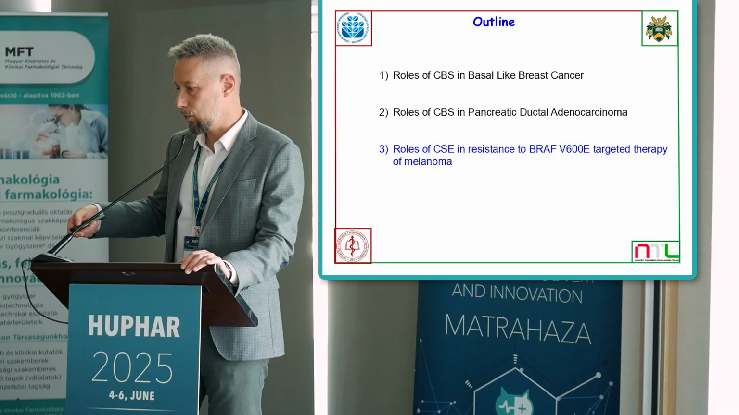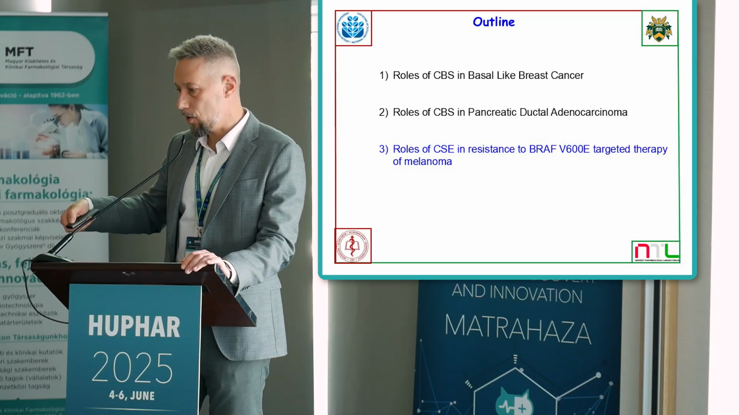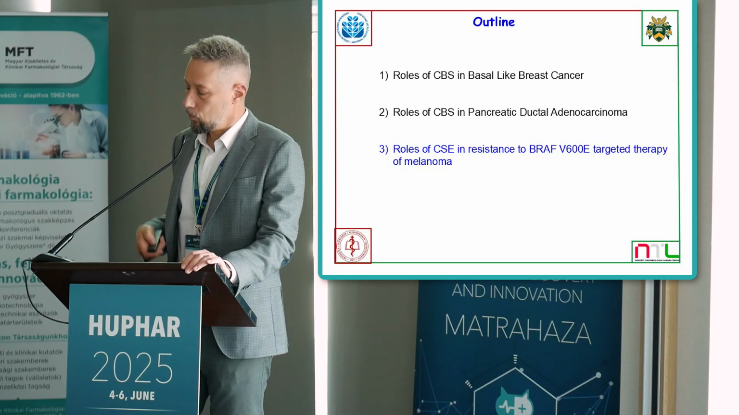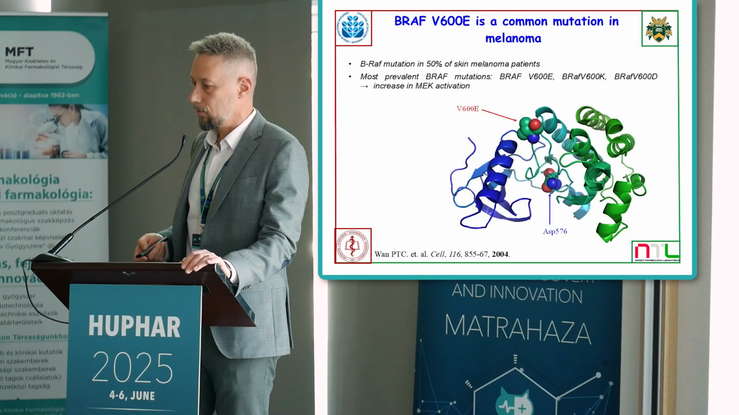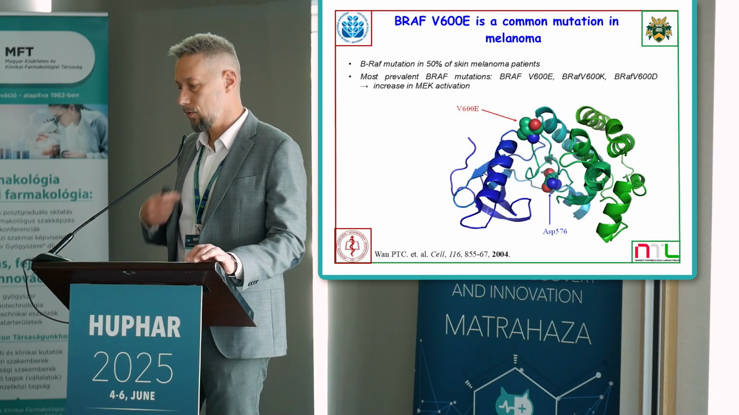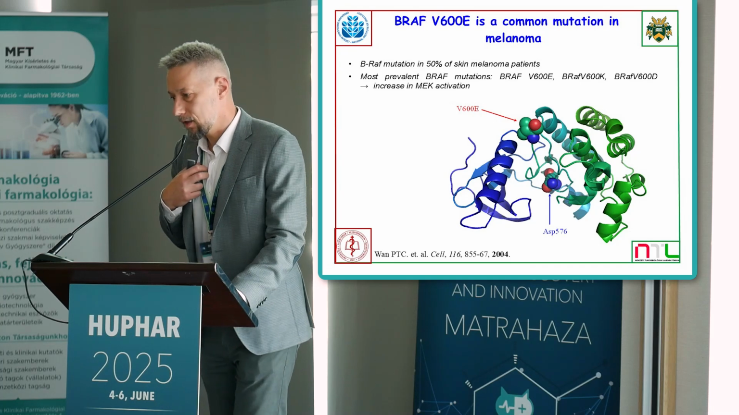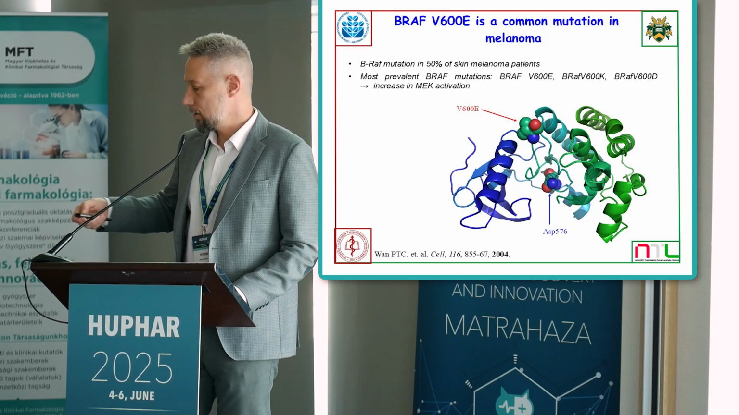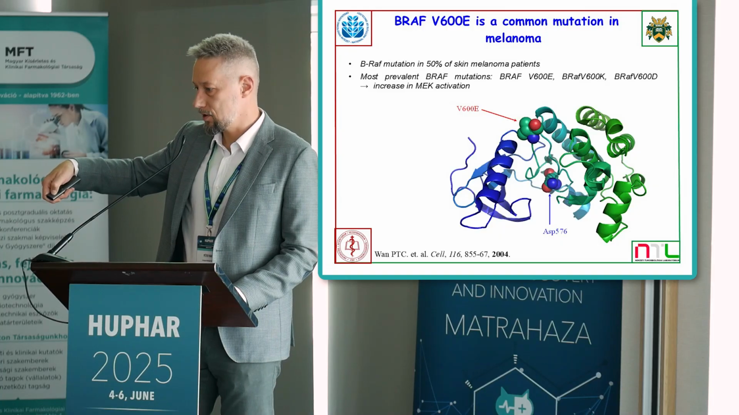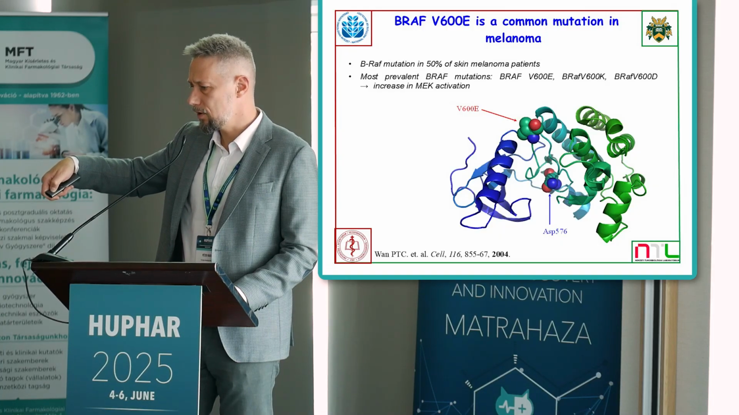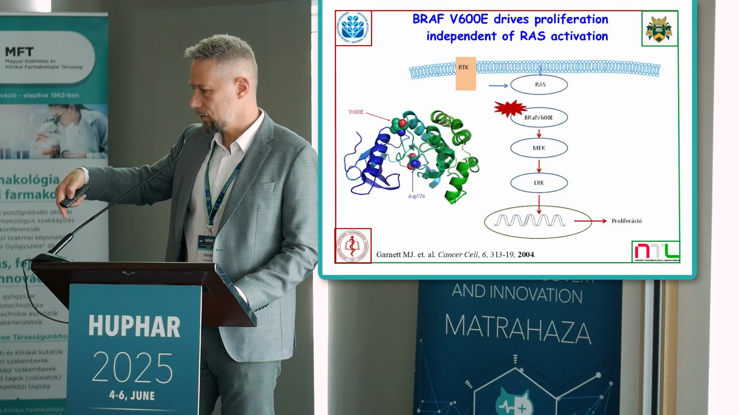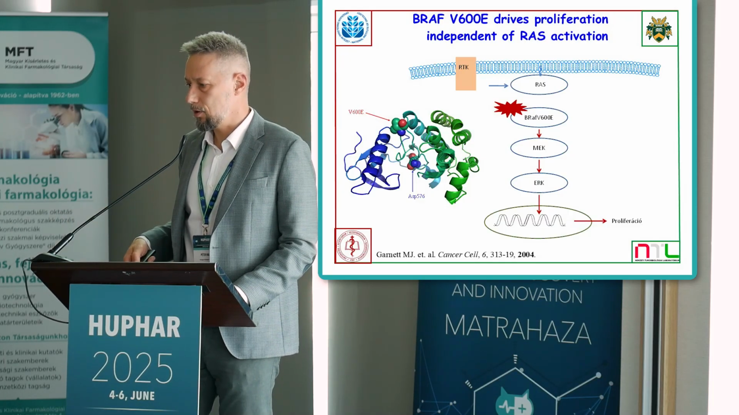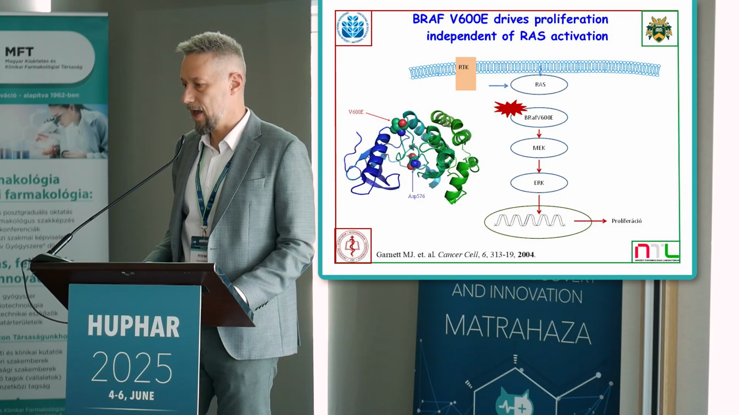And in particular, we did a study on the underlying mechanism of resistance development in this drug. So this is BRAF, and this mutation you can find in about 50% of the patients. This V600E mutation is up here. And this is an important mutation because, as you can see on this slide, if you have this mutation in patients, BRAF is constitutively activated.